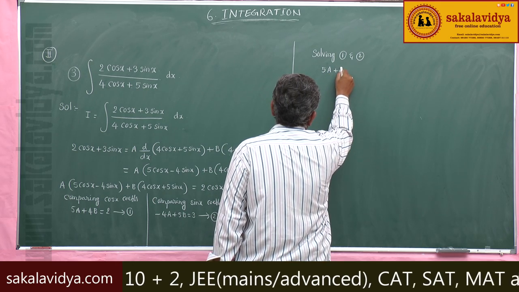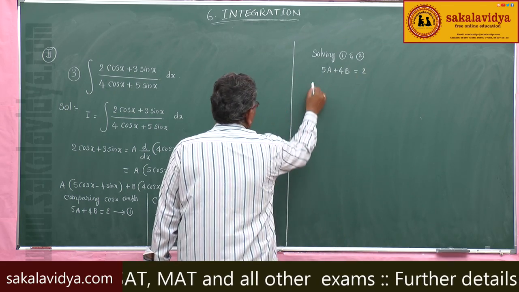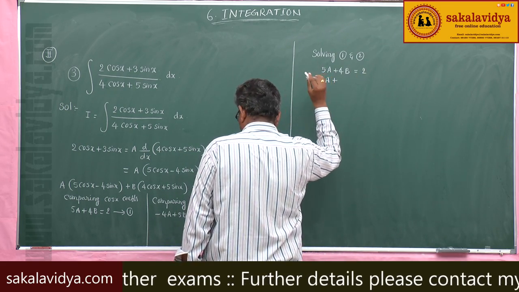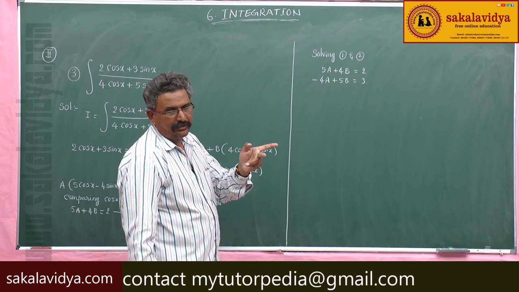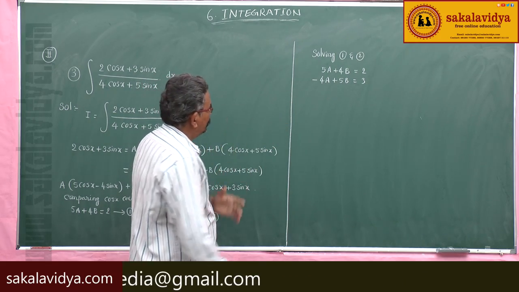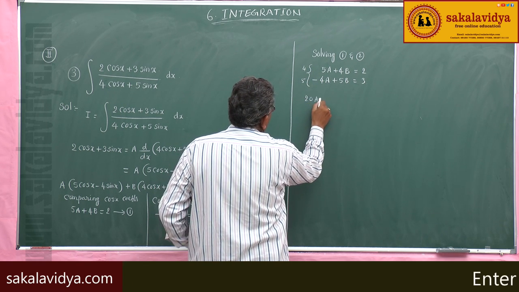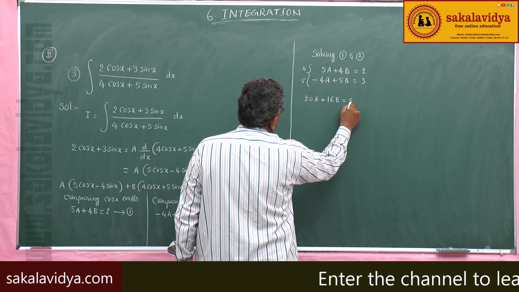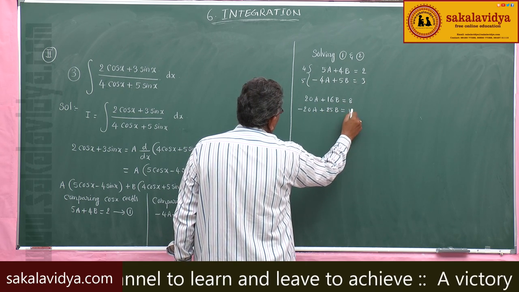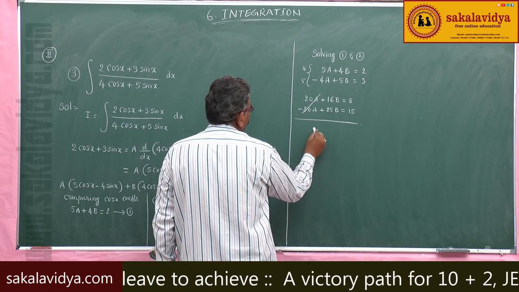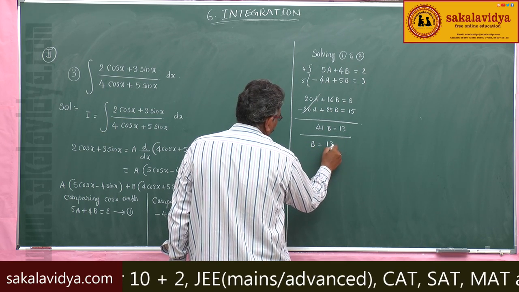5a plus 4b equals 2, minus 4a plus 5b equals 3. Any one of the values has to be eliminated. So that means let us multiply with 4, multiply with 5. 20a plus 16b equal to 8, minus 20a plus 25b equals 15. Adding, cancel, 41b equals 13. Now b equals 13 by 41.